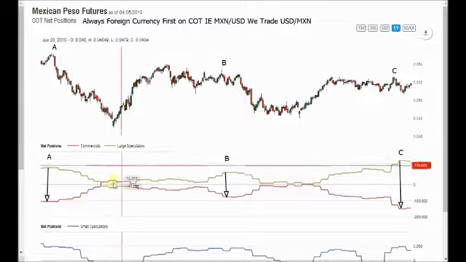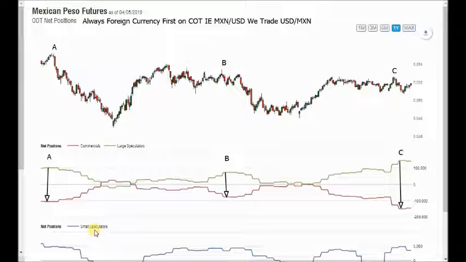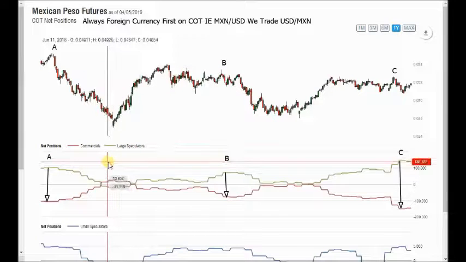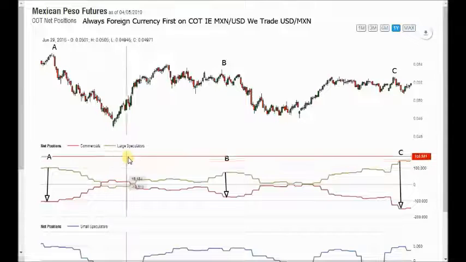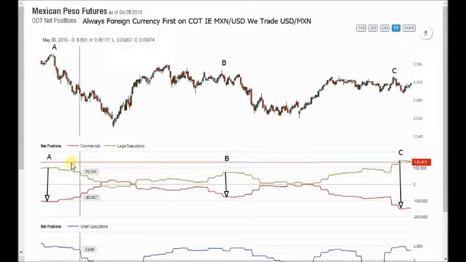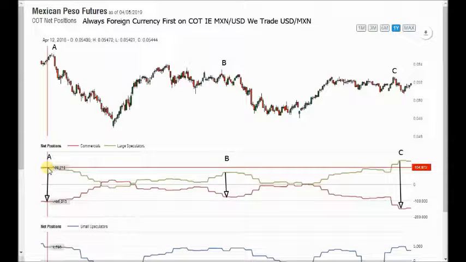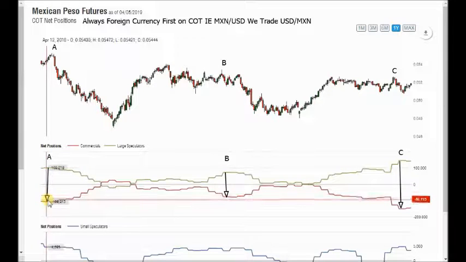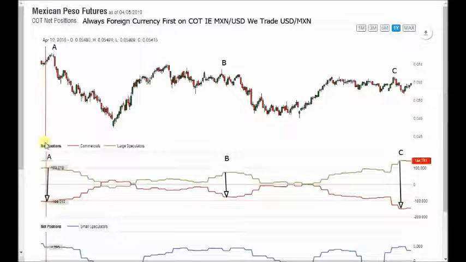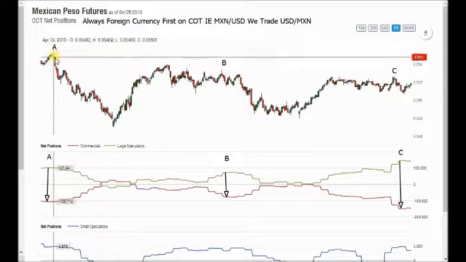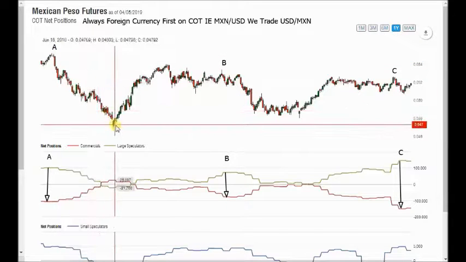Now, in terms of another group on this chart, small speculators, we're not interested in them. We only want to see what the big money is doing against each other. On this chart, I've got 3 divergences highlighted. Here, big speculative long position opposed by big commercial short position. You can see what happens. That is a really big move to the downside.